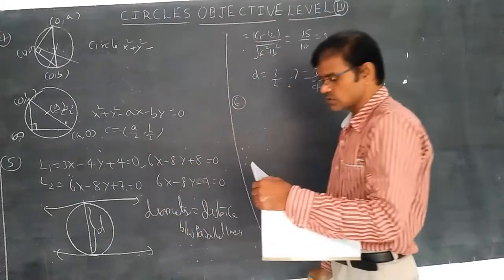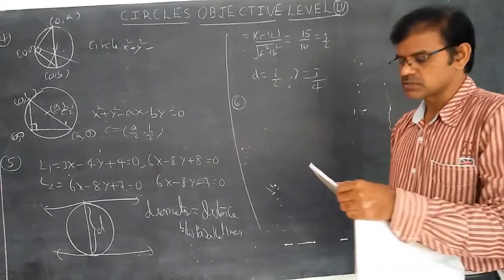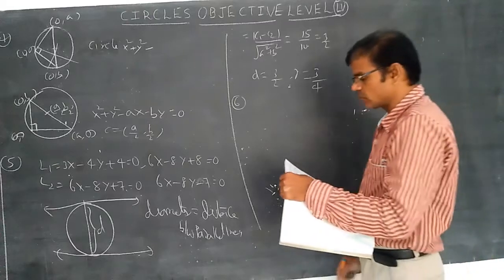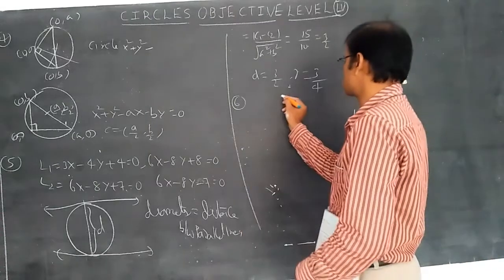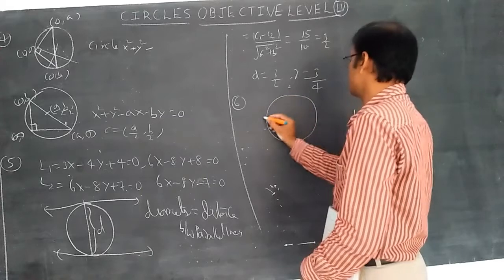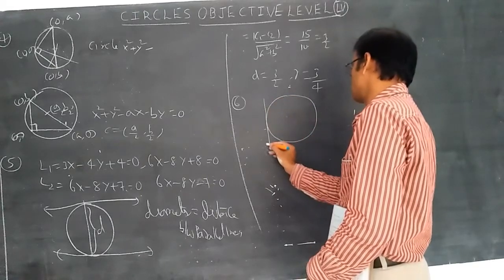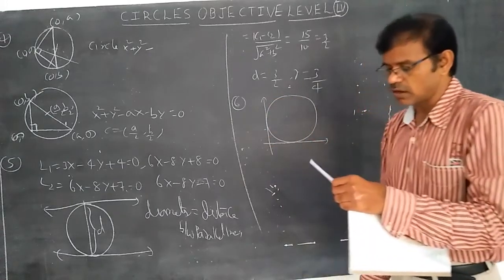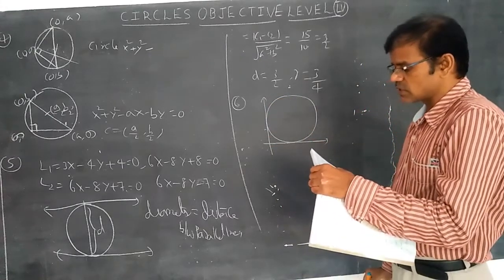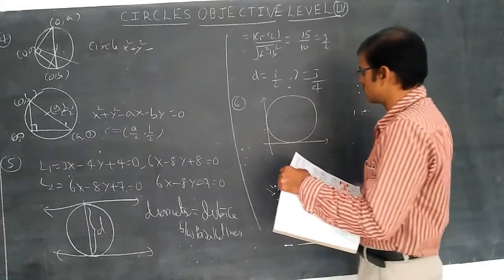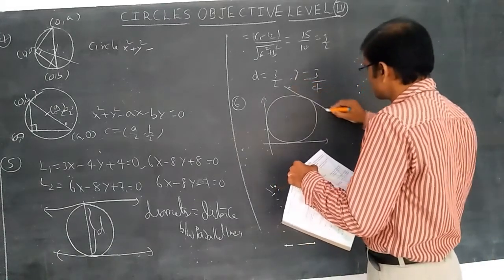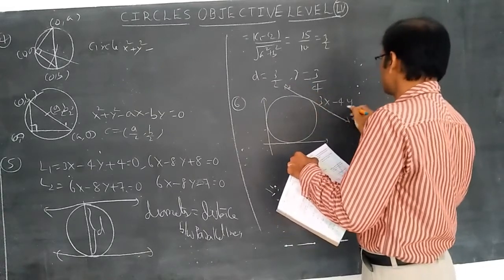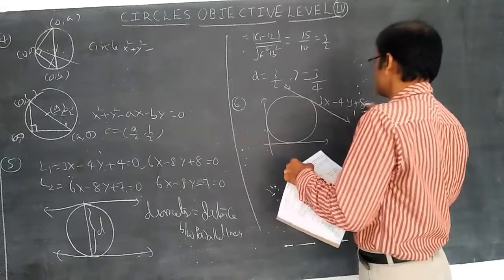Let us discuss the sixth question. The center of a circle which touches both axes and the line 3x minus 4y plus 8 equal to 0 and lies in the third quadrant. Whenever a circle touches both axes, you can remember the formula of the circle is x minus r whole square plus y minus r whole square equal to r square. The circle touches both axes and another line, 3x minus 4y plus 8 is equal to 0.